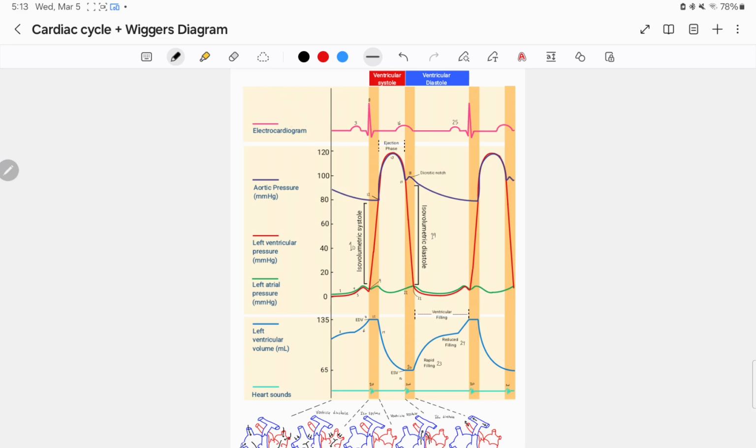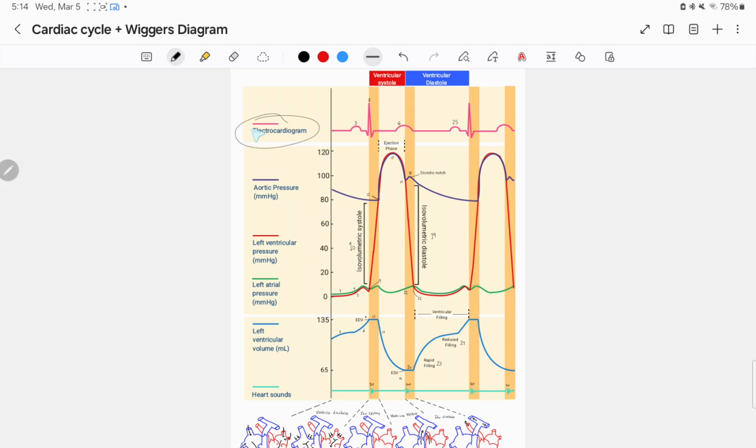When we talk about the Wiggers diagram, it's really important to understand the cardiac cycle, because all the Wiggers diagram is doing is explaining the sequence of events occurring within one cardiac cycle, okay? It explains every sequence of events within one cardiac cycle, and with that said, it has to look at a couple of things.